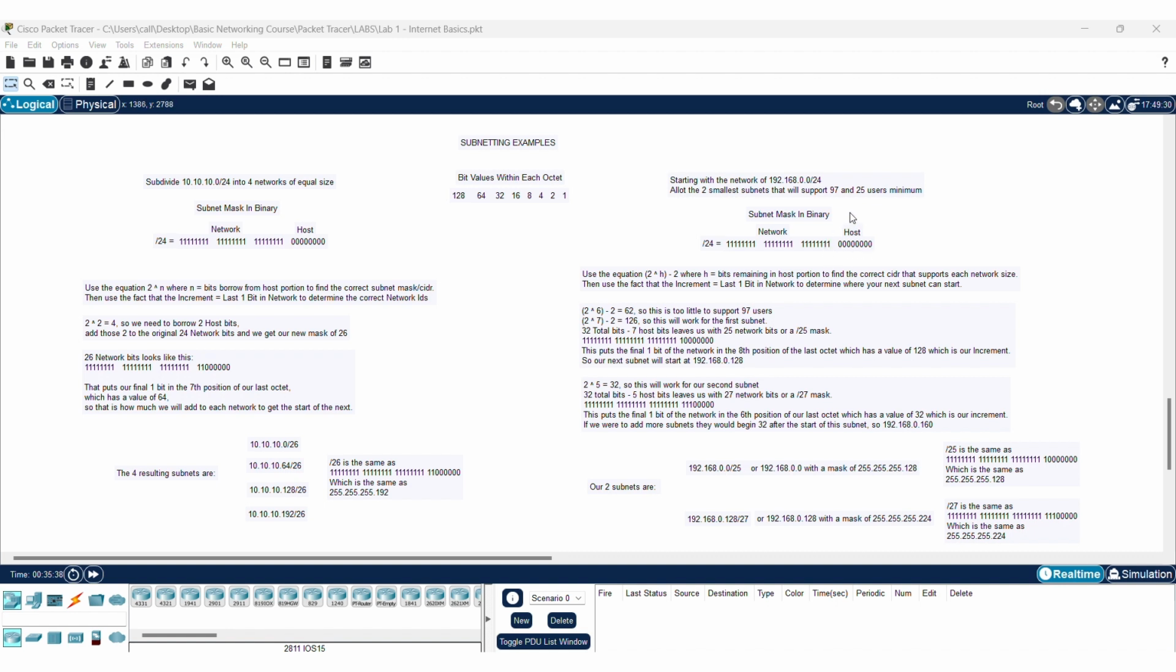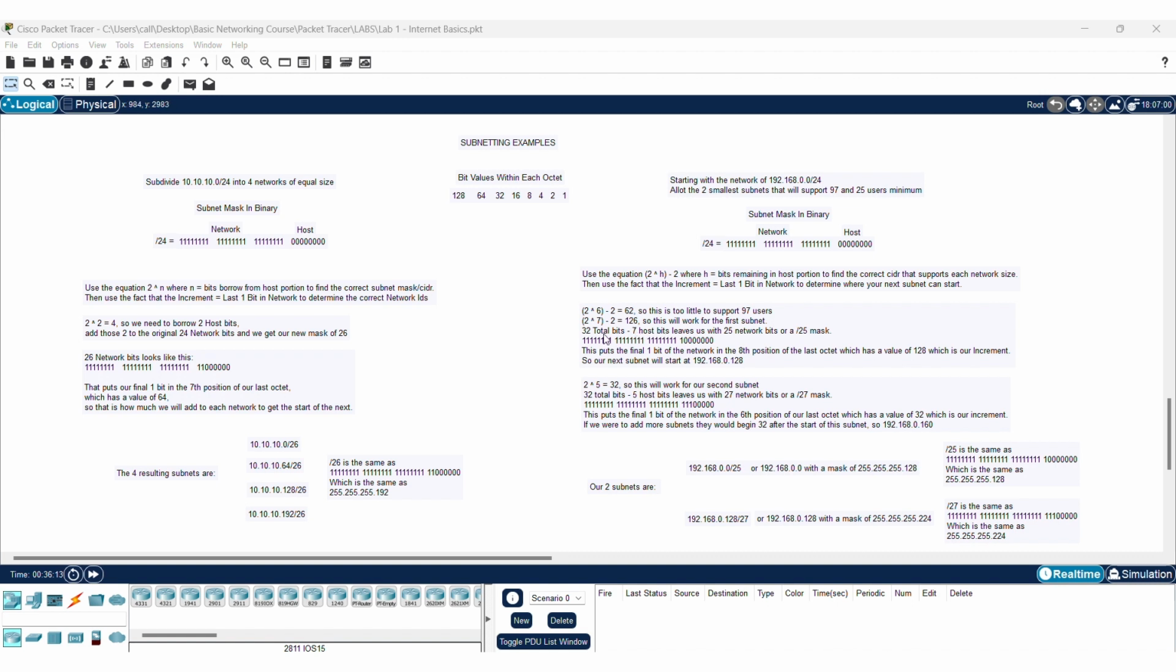For this, because we're calculating hosts, we're going to use the equation 2 to the h minus 2, and then we'll use the same last 1 on bit in the network mask to determine our increment. If we were to try to borrow 6 host bits and do 2 to the 6 minus 2, that would give us a total of 62 possible users. That's not enough to support those 97 that we want, so we're going to go up 1 and do 2 to the 7. That will give us a possible amount of 126 that will work for our first subnet.